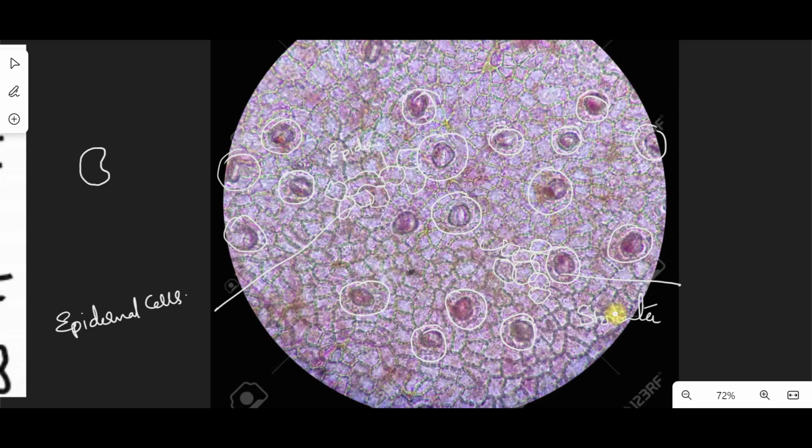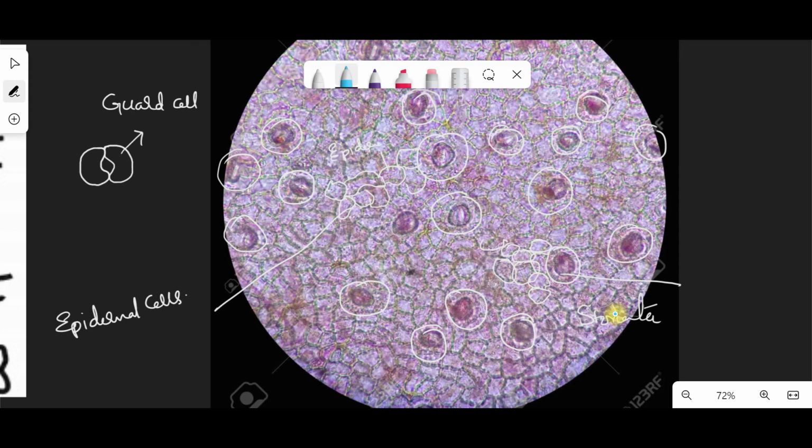So they have two kidney shaped cells. These two kidney shaped cells are called guard cells. And the cells which are present surrounding them, which I have just labeled with the white color in the slide, I am drawing with the blue color here. And these blue colored cells are in general called epidermal cells. So they have two guard cells.